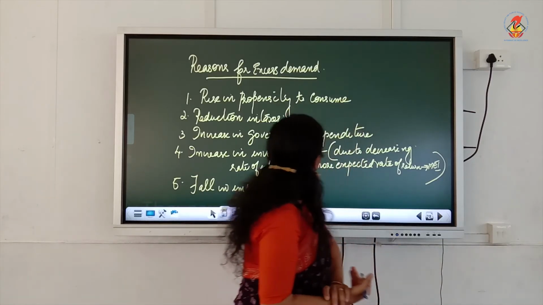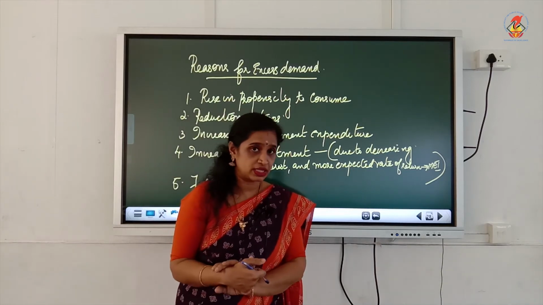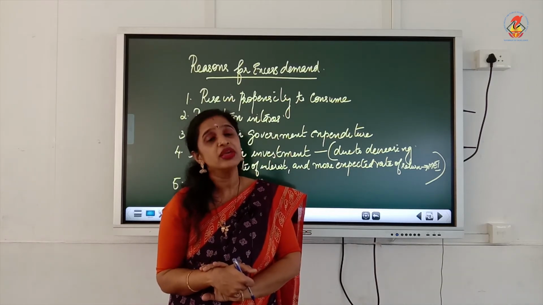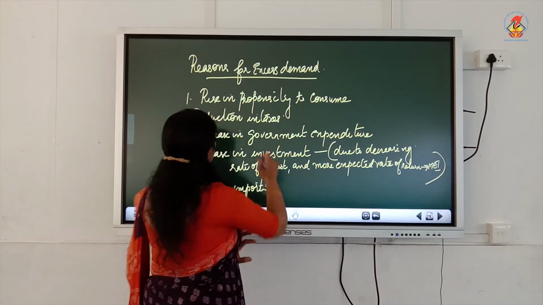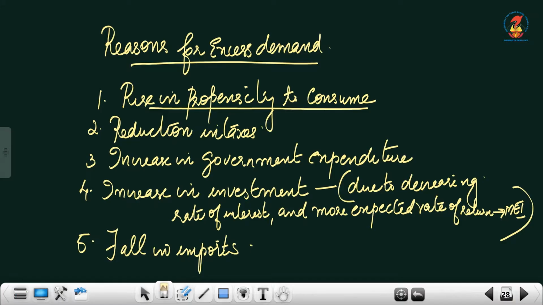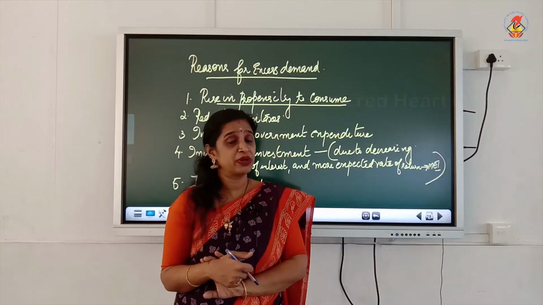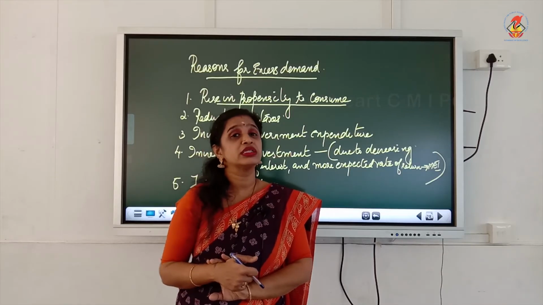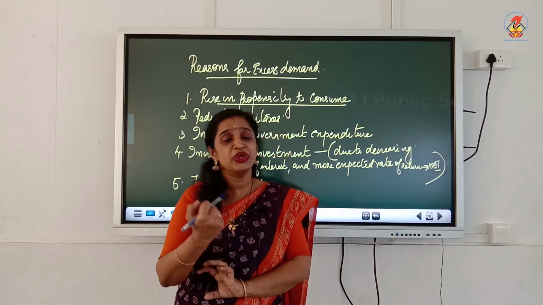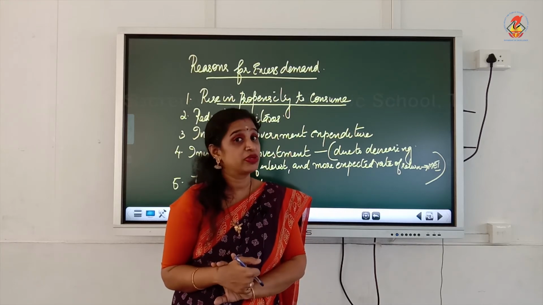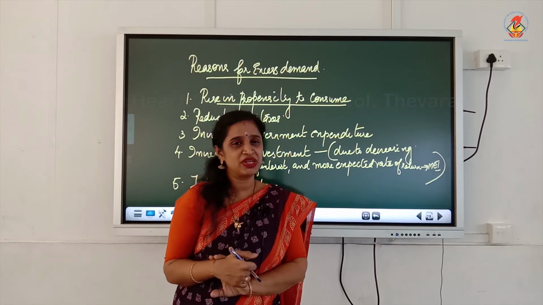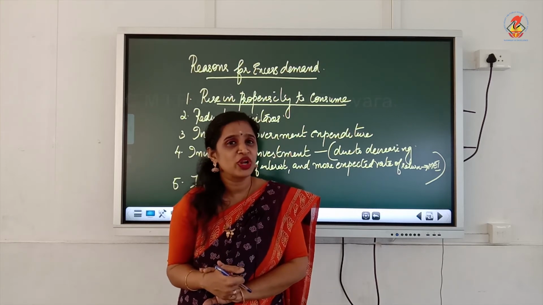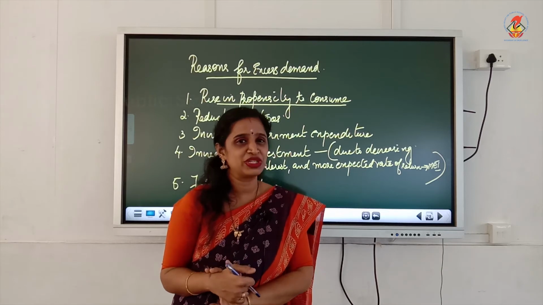Now we will see what are the reasons for this excess demand, how excess demand can happen in the economy. Point number 1, rise in the propensity to consume. This concept is very clear to you, isn't it? What is propensity to consume? When the income increases, consumption also increases. But sometimes people increase consumption to a large extent by reducing their savings. So propensity to consume, especially for the poor people, will be more and more, right? You have learned marginal propensity to consume.